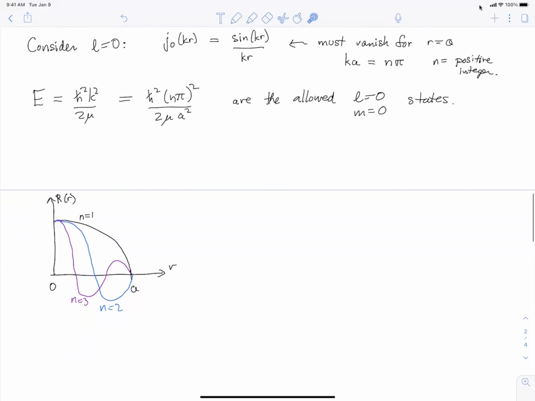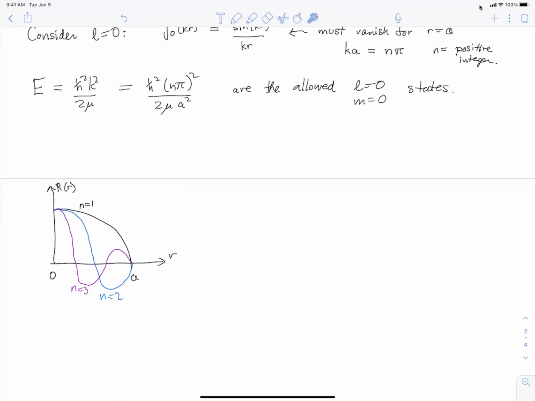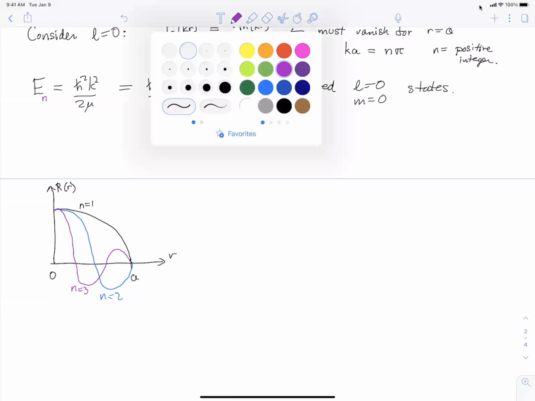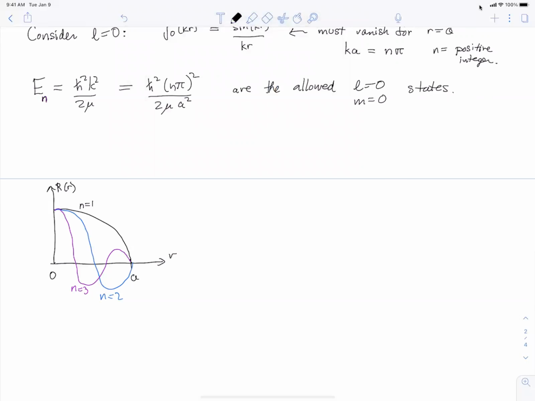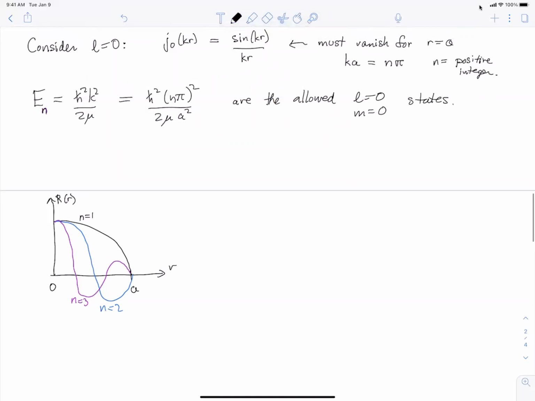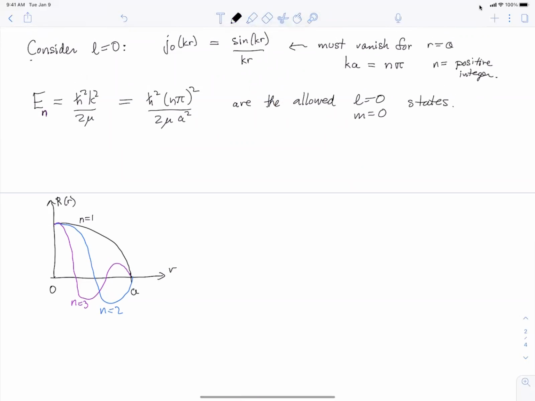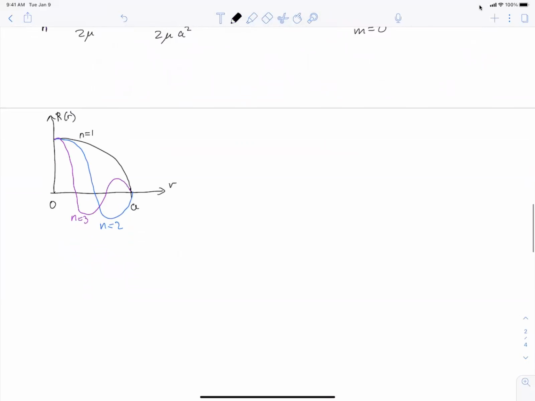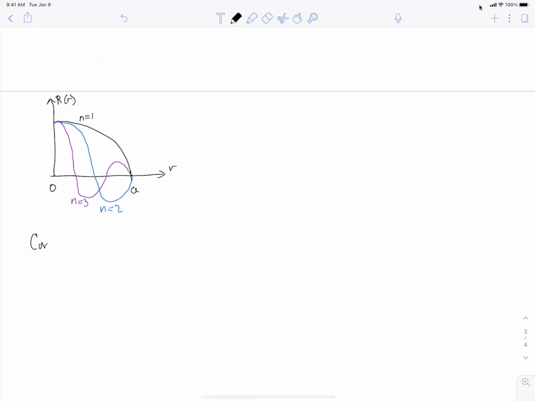Okay? So those are the lowest few solutions, and we have this nice, neat formula for the energies. Maybe I should have put a subscript n on this to distinguish the different possible energy eigenstates. Okay, and all of that was for L equals 0, and now we have to do it for every other possible value of L. Let's do L equals 1.